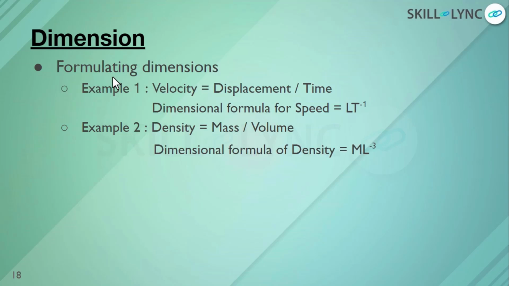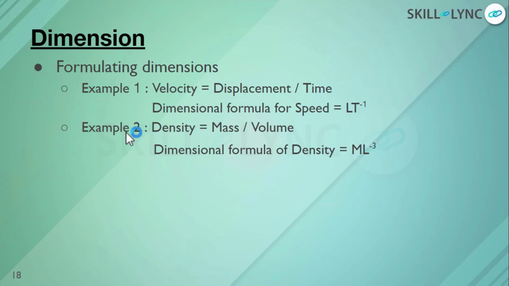Further, we are going to study formulating dimensions. Example 1. What is velocity? Velocity is equal to displacement upon time. So, the dimensional formula of velocity would be LT^-1. Here, L is representing the displacement, T is representing the time. And since time is in the denominator, the power of time here is minus 1.